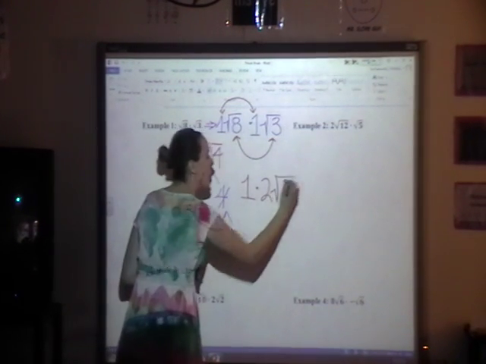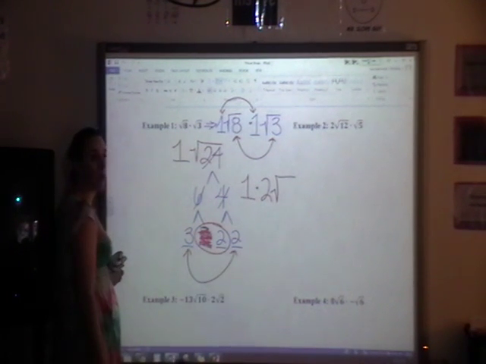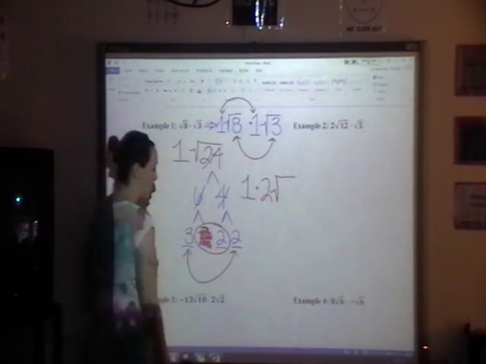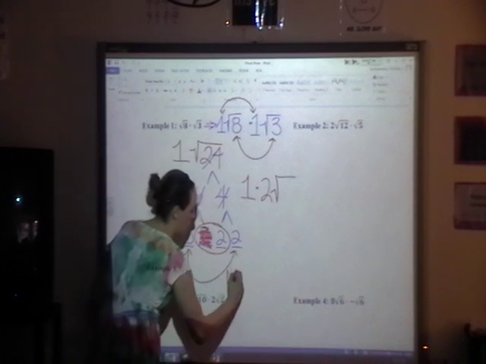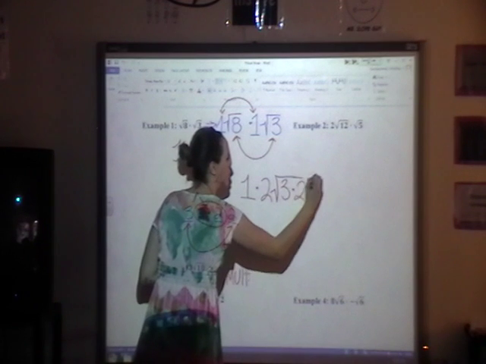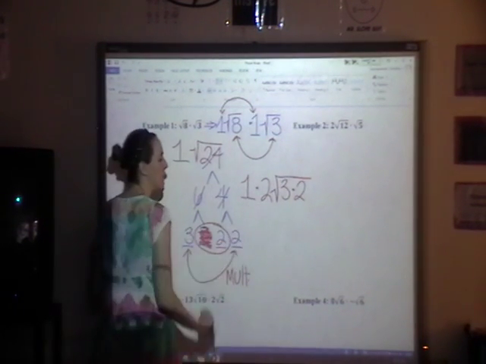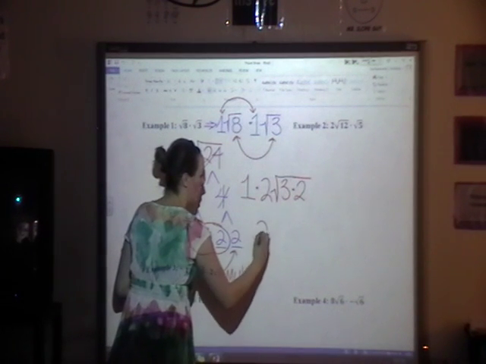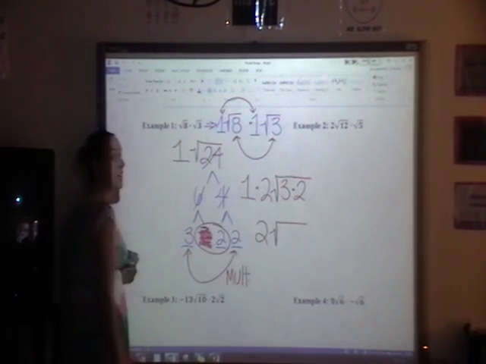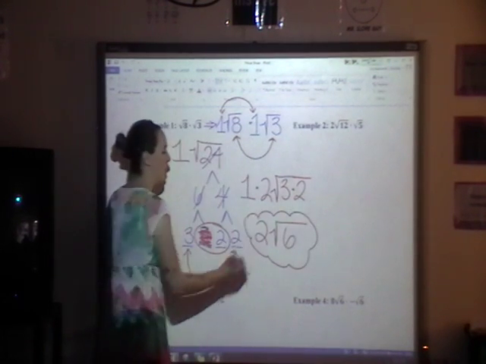1 times my escaper, 2. And then what about 3 and 2? They never had a partner on the inside. To escape, what do we do with them? You multiply them. You do 3 times 2. Multiply your inside and outside. What is 1 times 2? 2. And 3 times 2 is? You get 2 radical 6.